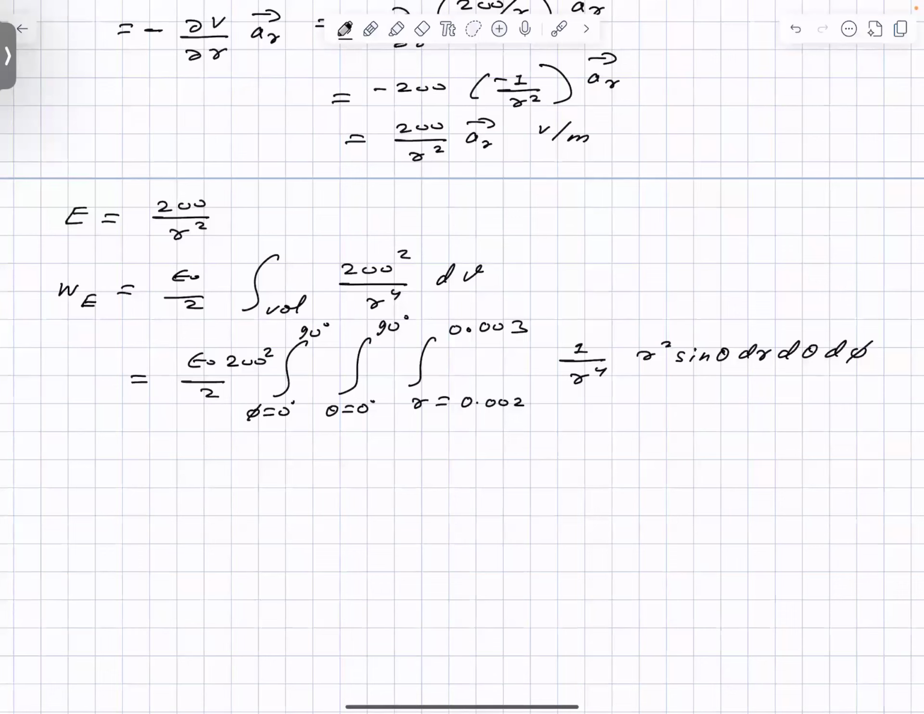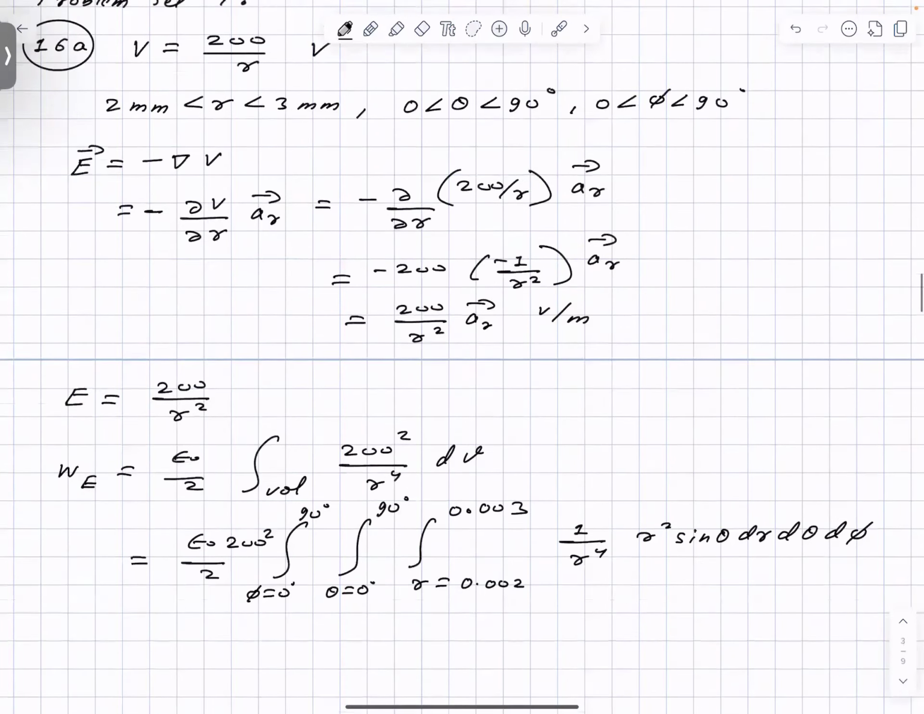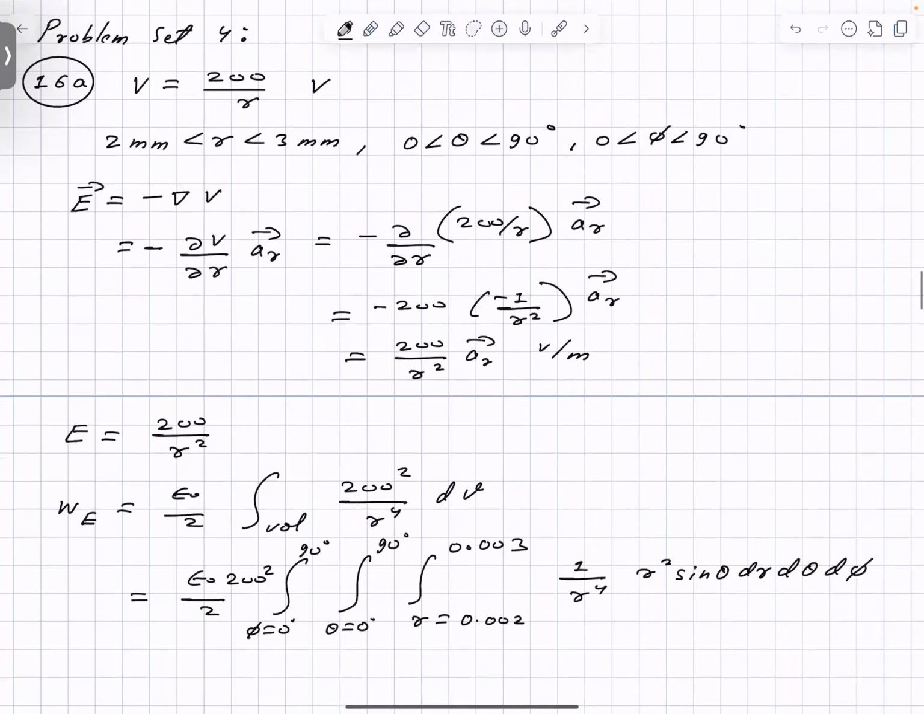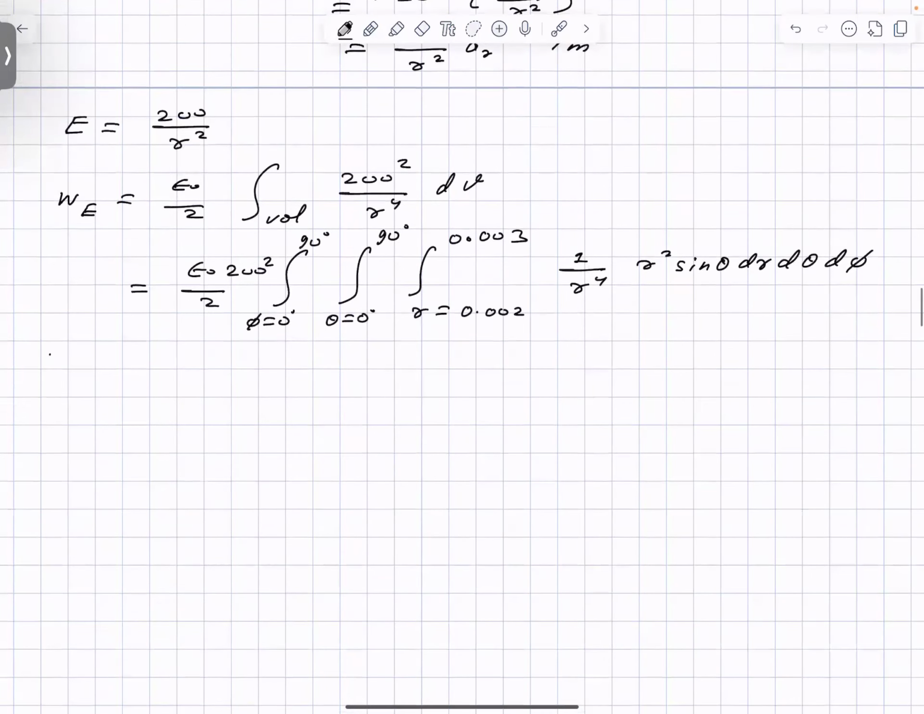Any questions? So this way, if the electric field intensity or potential field in any region is given, we can evaluate the total energy stored in that field. I'm not going to complete that. I'll make this a classwork problem for today. Just find the value for that.